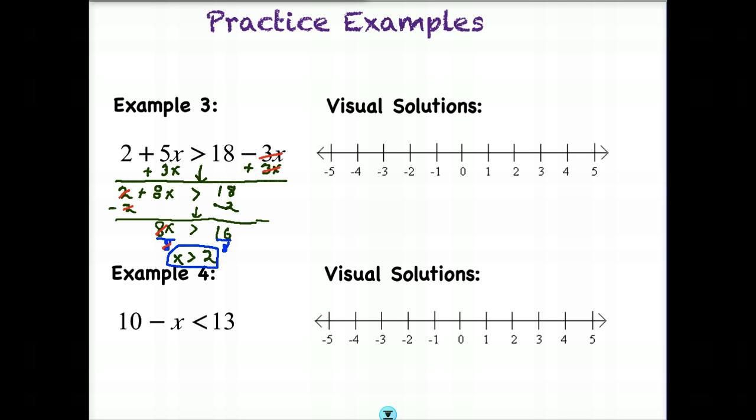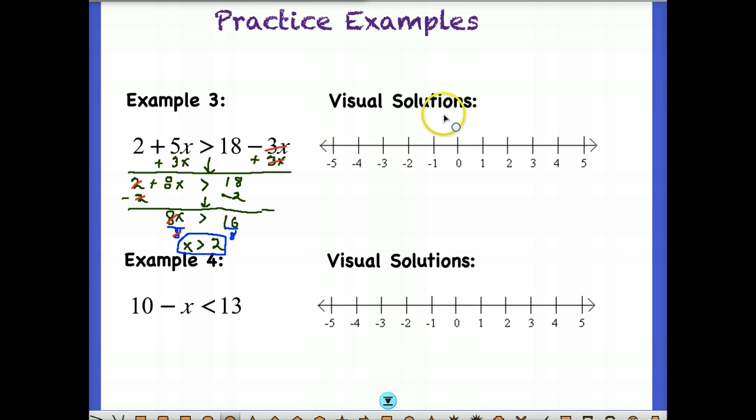And now I can graph it. Since I just have a greater than sign, I will use the open circle at 2. And then I will draw my line. I need all numbers that are greater than 2, and those numbers would lie to the right of 2. Okay.